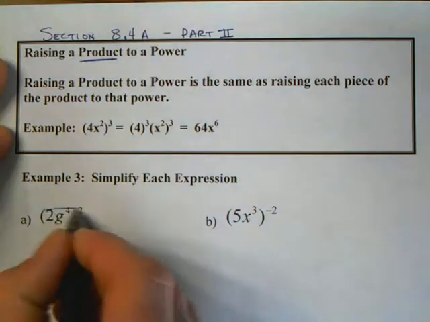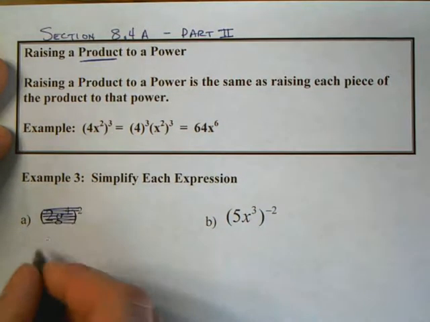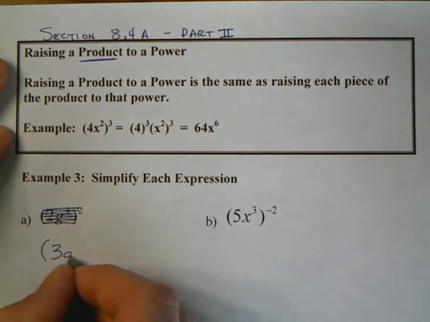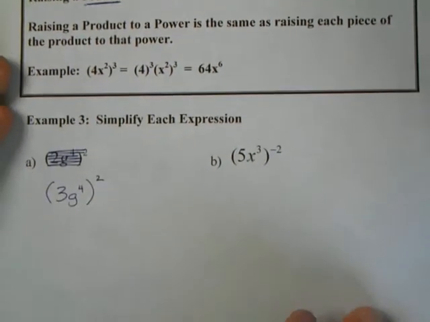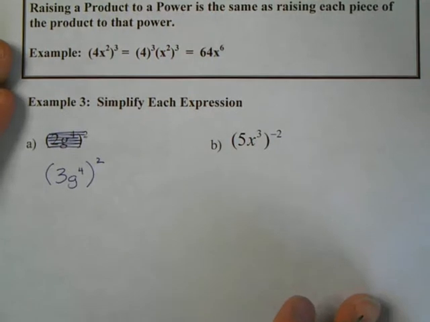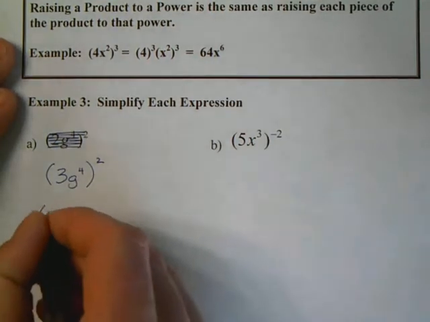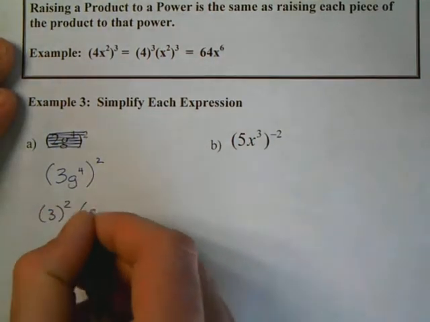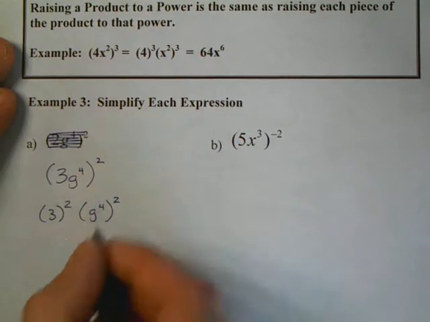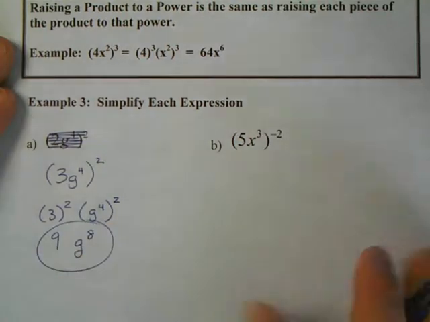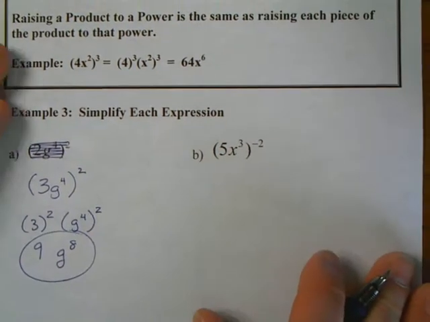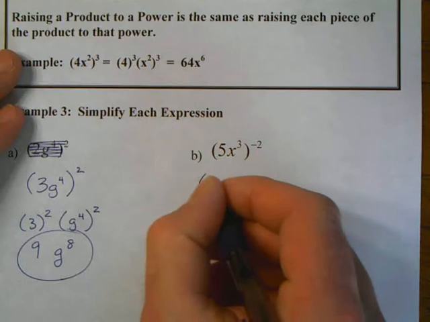So let's look down at example A. We're going to change this problem to (3g to the 4th) squared. So change that with me to (3g to the 4th) squared. Now, let's distribute, and let's say 3 squared, and then (g to the 4th) squared. Well, 3 squared you know is 9, and a power to a power becomes g to the 8th. So that's our answer, 9g to the 8th.